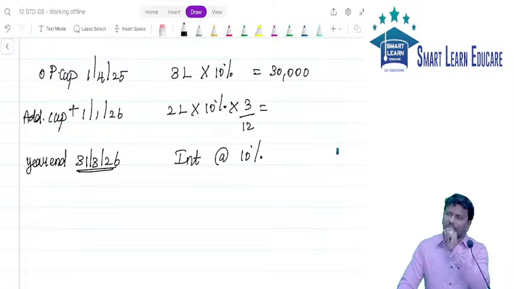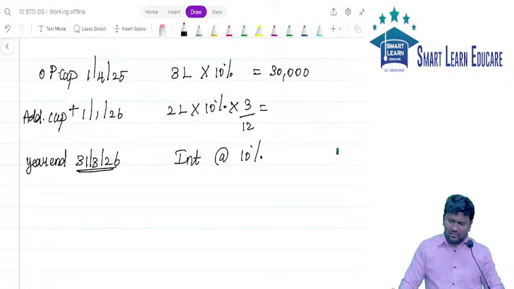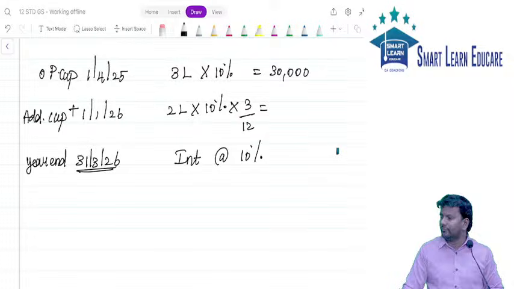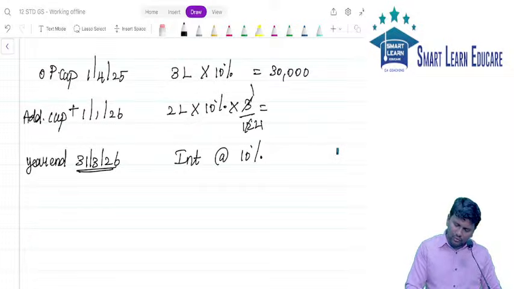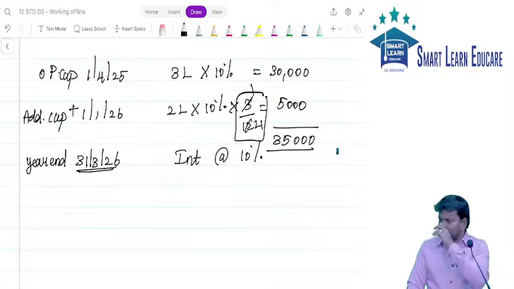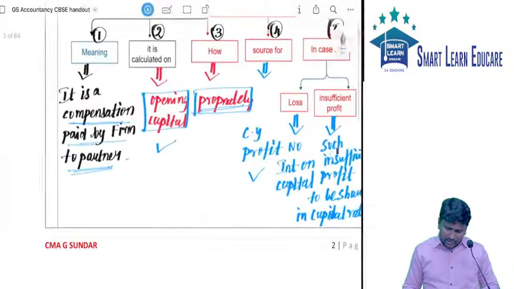You can tell the answer in the chat. What is the answer? 2 lakhs into 10%, 20,000. 20,000 into 1/4 will give you 5,000. Tell me, total interest on capital comes to how much? 35,000. Here we applied something called 3/12. This 3/12 is called what? Proportionately.